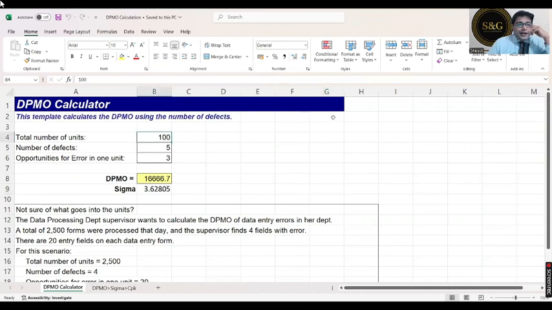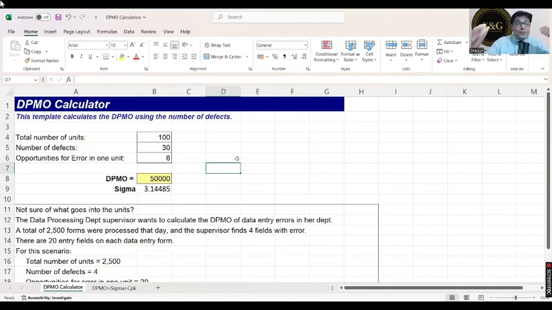So, how many number of units? Number of units are 100. How many number of defects found? I found 30 defects. How many defect opportunities? I have 6 defect opportunities per unit. Fantastic. So you can see here the DPMO calculation is 50,000. So we need not calculate it manually. I'm going to give you this DPMO calculator.